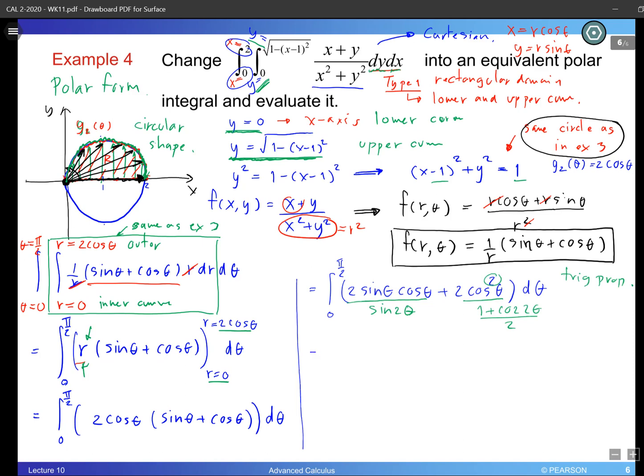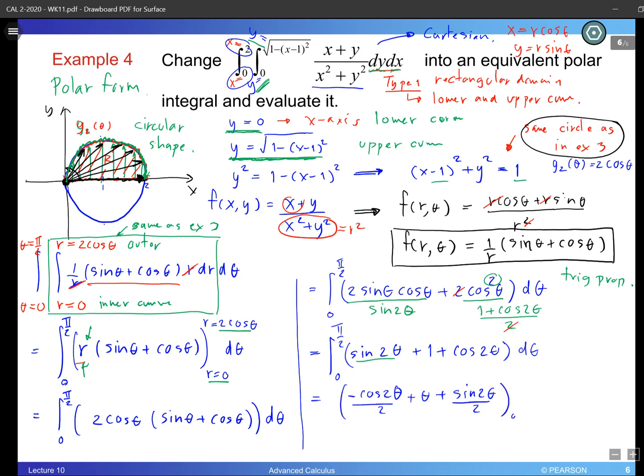So here, this is going to be equal to the integral of sine 2 theta plus, we have this 2 right here that cancels with this 2 right here, so this is 1 plus cosine of 2 theta. Oh, by the way, this is supposed to be sine. And we integrate this with respect to theta, from 0 to pi over 2. Let's integrate the first term. Integrate sine 2 theta, you get minus cosine 2 theta over 2. Integrate 1, you get theta. Integrate cosine 2 theta, you get sine 2 theta over 2. And we evaluate this at 0 and pi over 2.